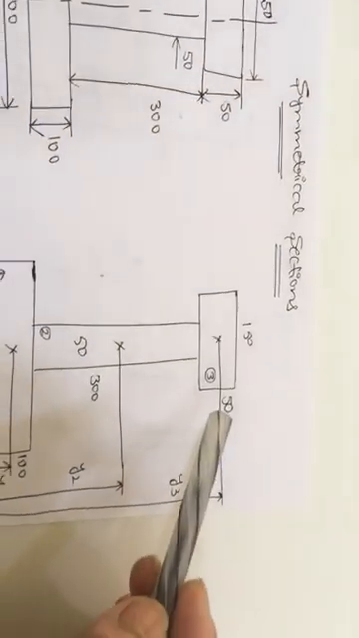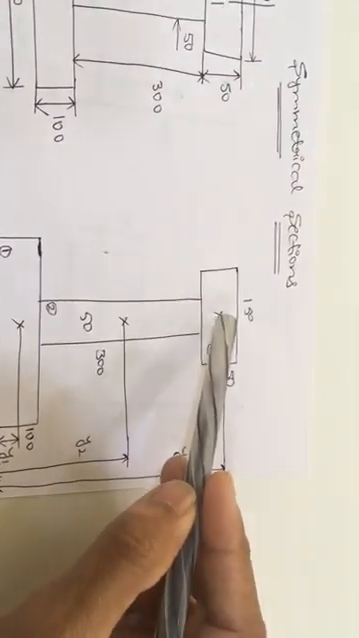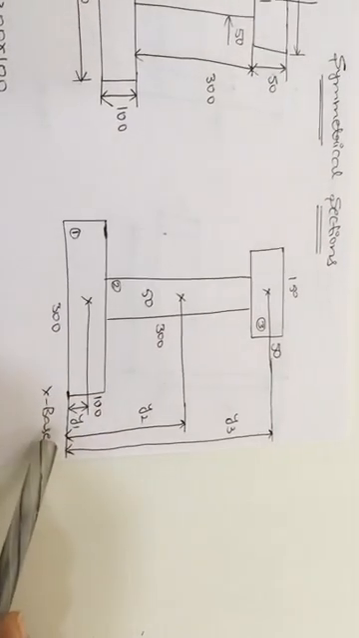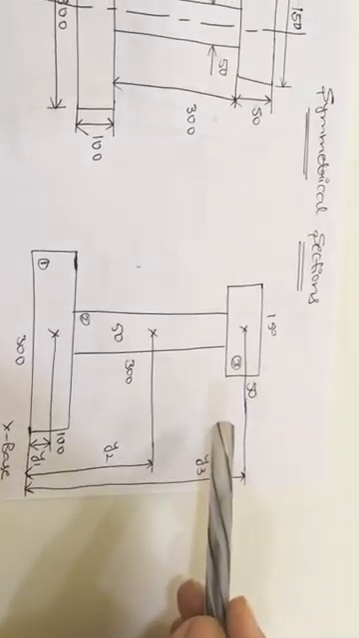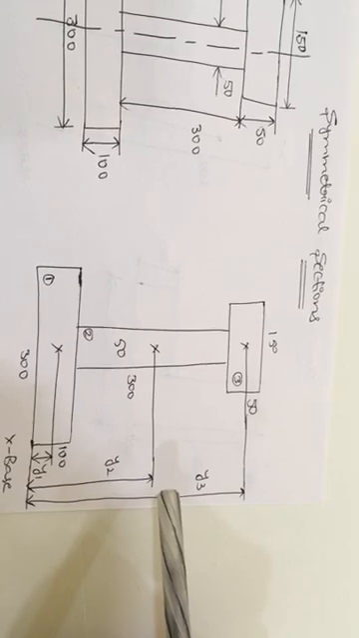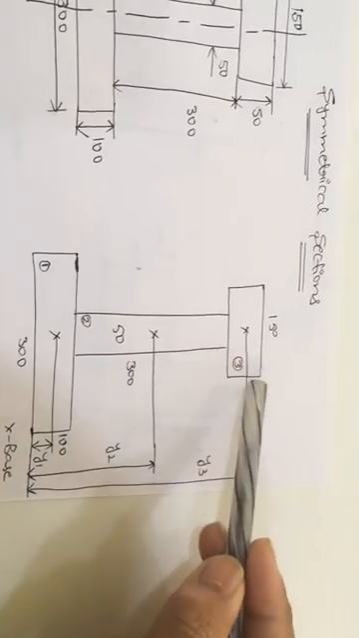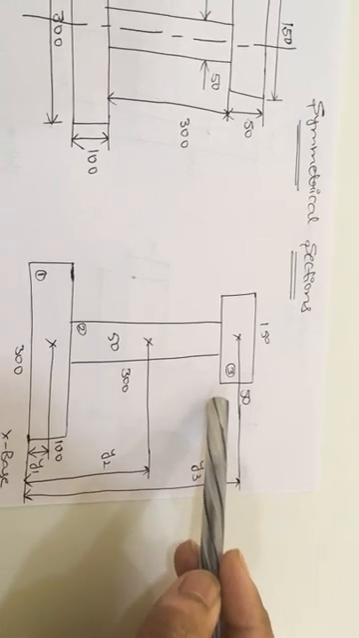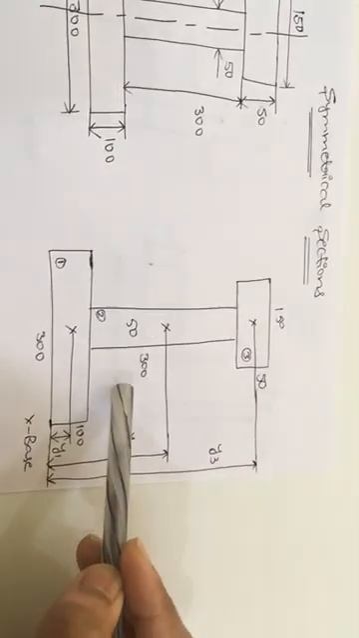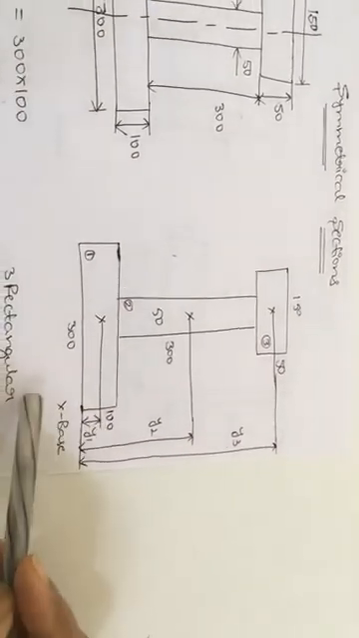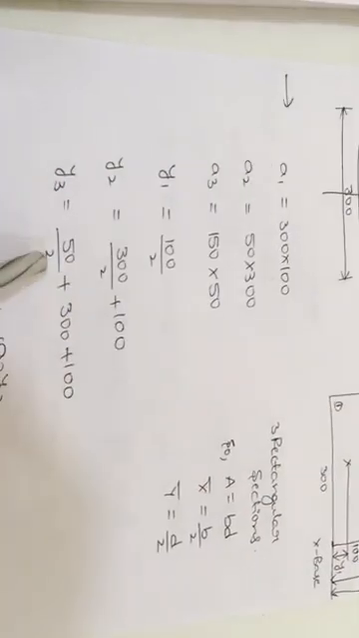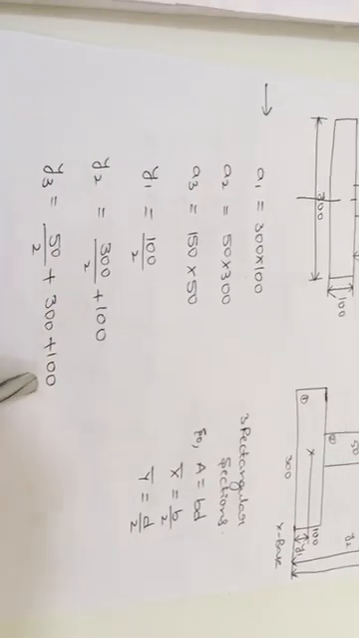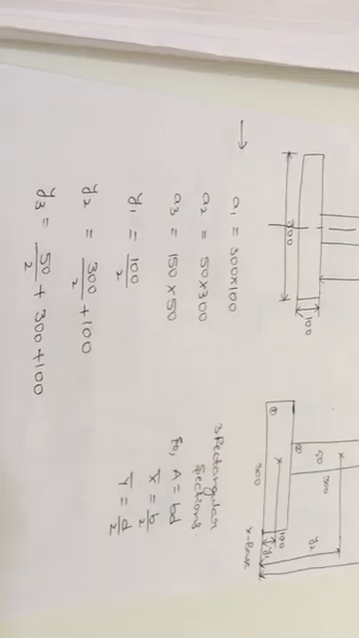Next y3. Y3 is nothing but from this point to up to the x base. So what is the y bar formula for the rectangular section? Again d by 2 only. Here for the third section depth value is 50. So 50 by 2 up to here plus remaining 300 plus remaining 100 up to the base. So 50 by 2 plus 300 plus 100. So these are the calculation part.